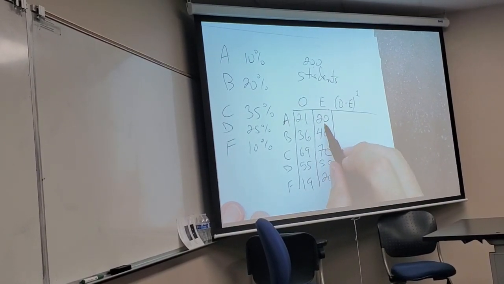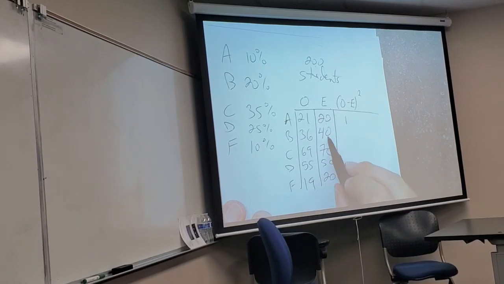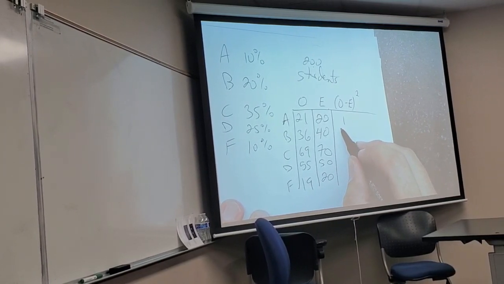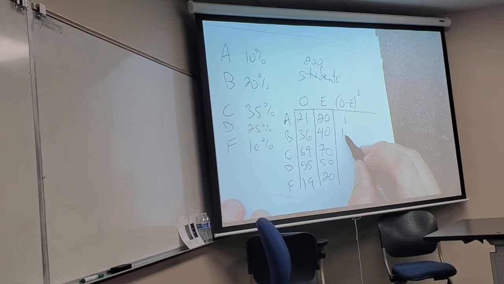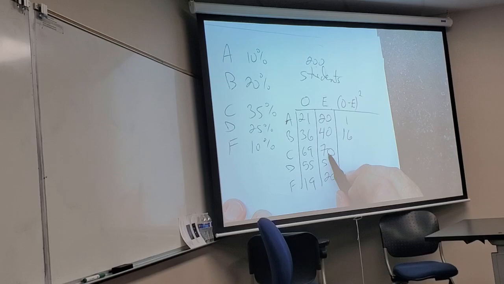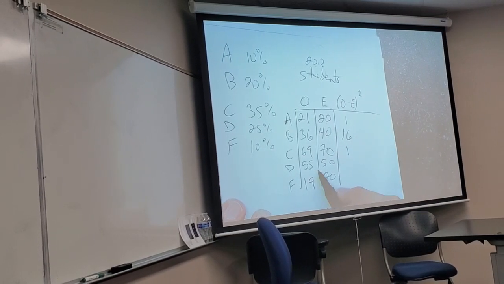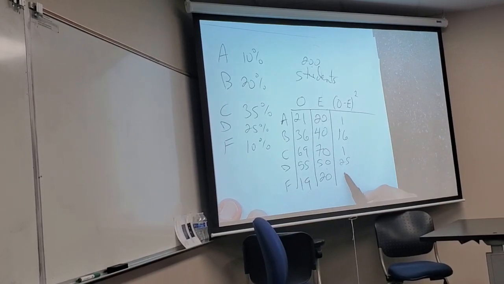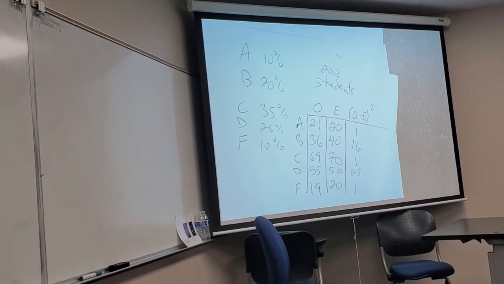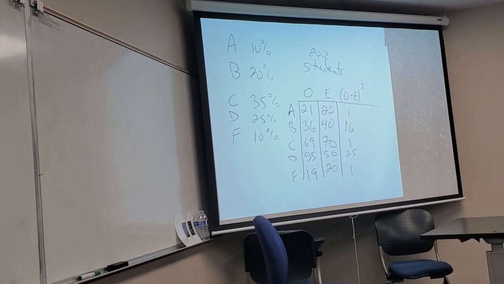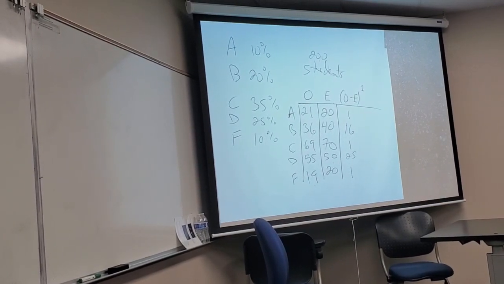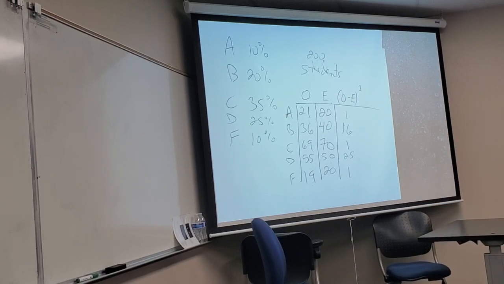So I'm going to do observed minus expected squared. 21 minus 20 is 1, squared is 1. 36 minus 40 is negative 4, squared is 4 times 4, 16. Sorry. 69 minus 70 is negative 1, squared is 1. 55 minus 50 is 5, 5 squared is 25. 19 minus 20 is negative 1, squared is 1. Okay, hang tight. That is me capturing how far off my expectation was from what we actually observed.